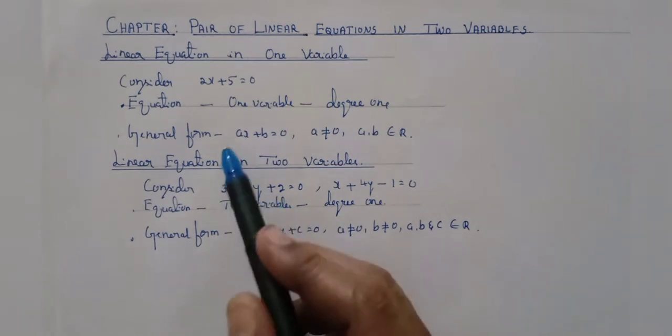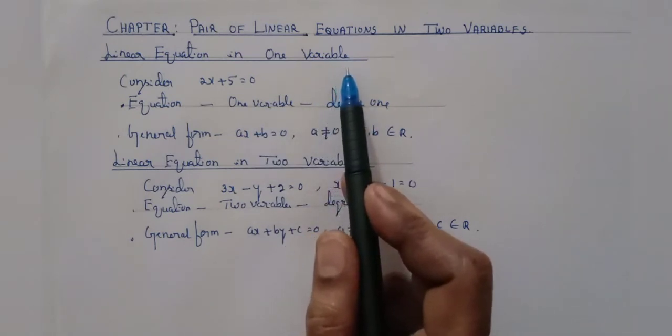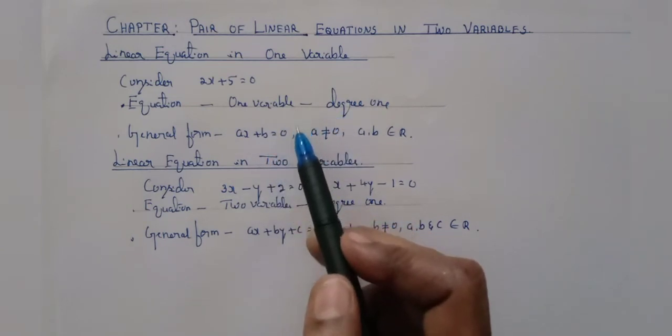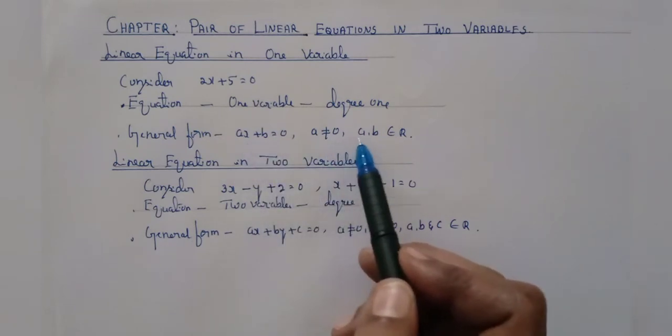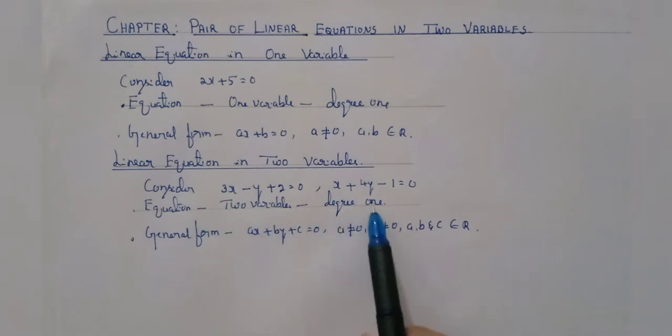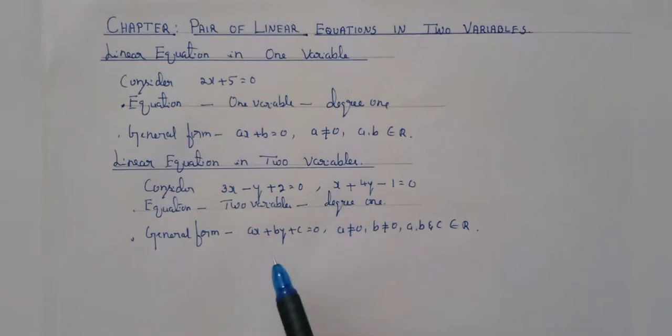So, an equation having only one variable of degree 1 is called a linear equation in one variable. The general form of the linear equation in one variable is ax plus b is equal to 0, where a is not equal to 0, a and b are real numbers. Next, an equation having two variables of degree 1 is called a linear equation in two variables. The general form is ax plus by plus c is equal to 0, where a is not equal to 0 and b is not equal to 0. A, b, c are real numbers.